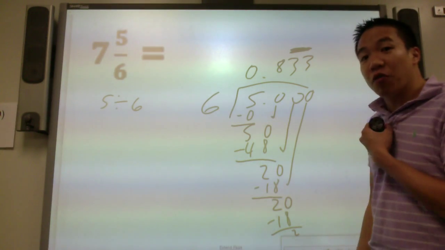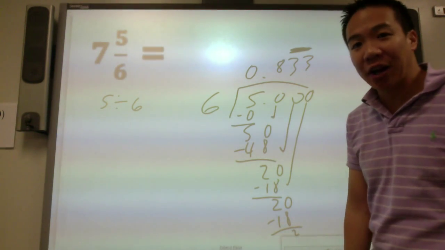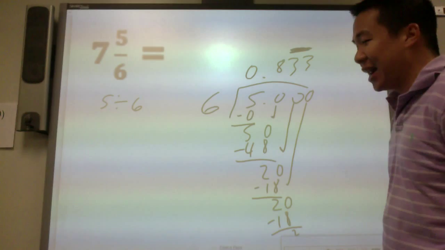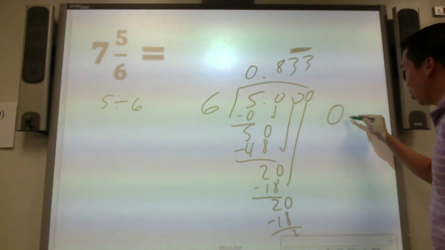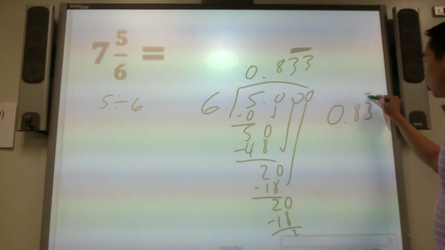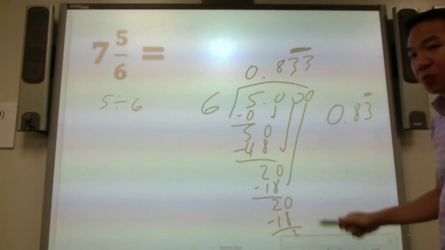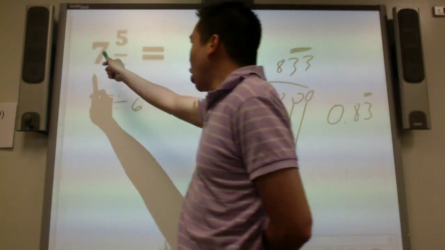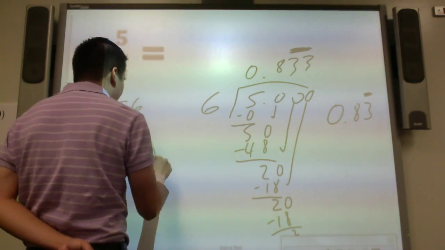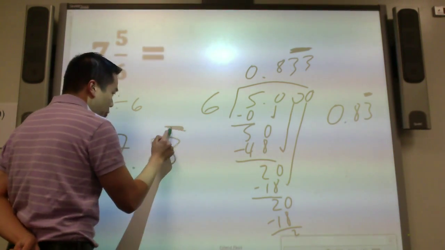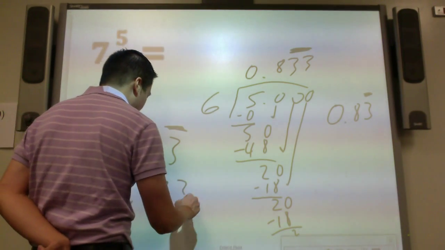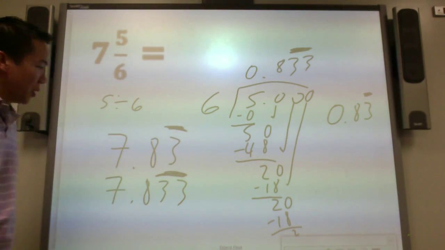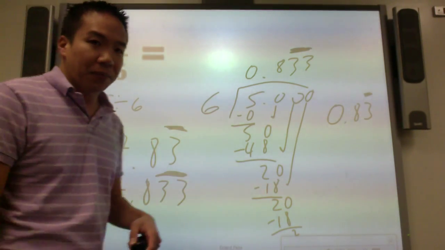So what number is repeating over and over? The 3s are repeating over and over. So it could be 0.833 with a repeating bar. Another way to write it is 0.83 with a bar on the 3, since you know the 3 is repeating over and over. Don't forget the whole number: 7 and 83 hundredths with a repeating bar. Or if you want to write it as 7.833 repeating, that's okay too. But the first one is preferred.